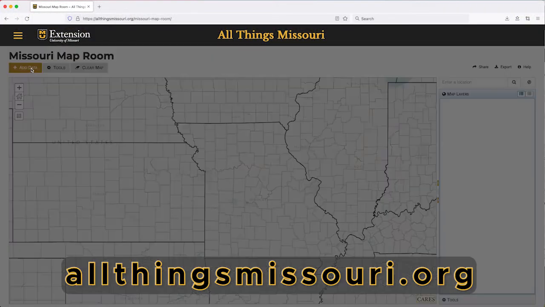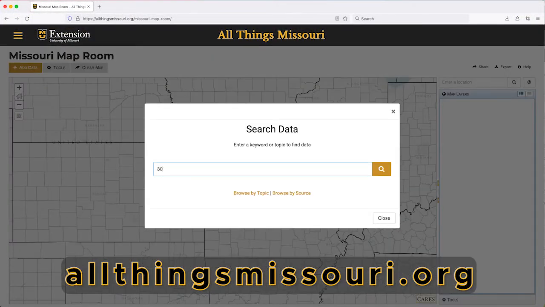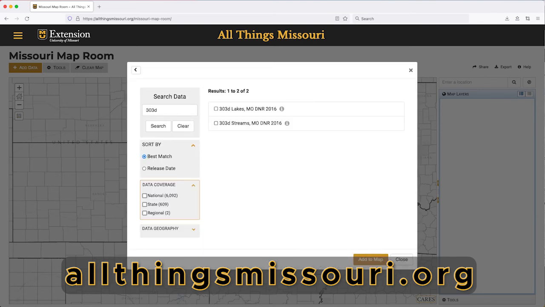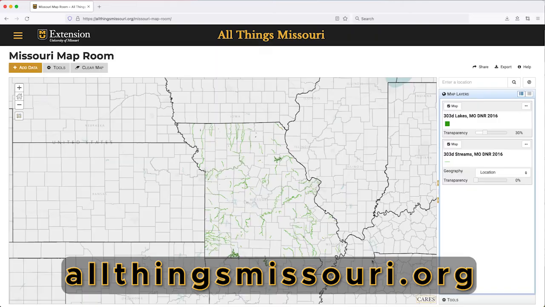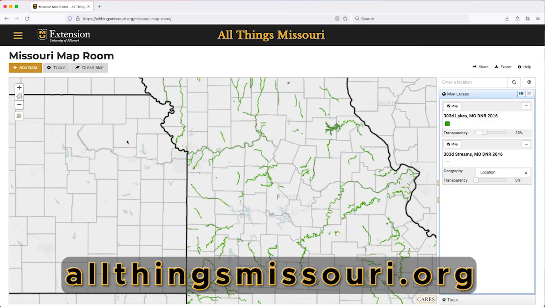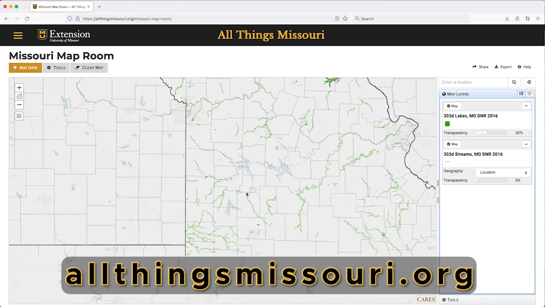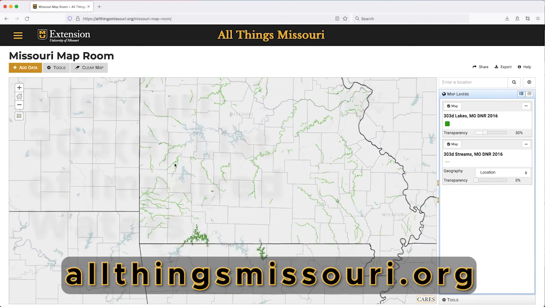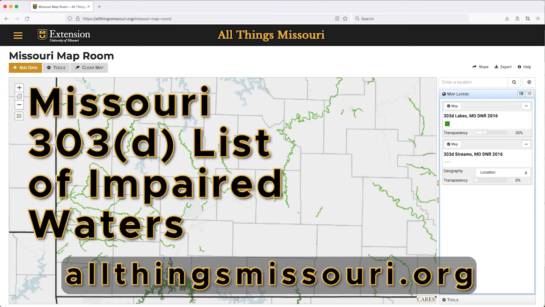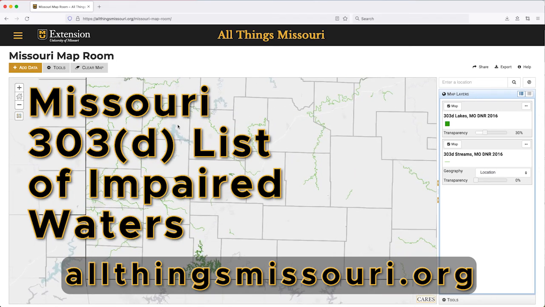The Center for Applied Research and Environmental Systems website is an excellent source of information on watersheds. Every 2 years, the Missouri Department of Natural Resources identifies those bodies of water in the state considered to be impaired and lists them in the Missouri 303D list of impaired waters.